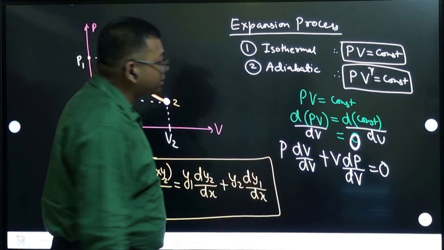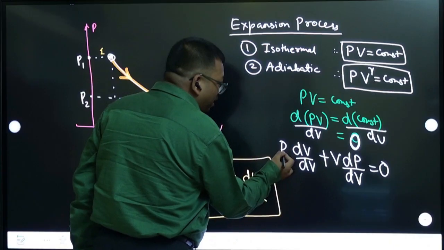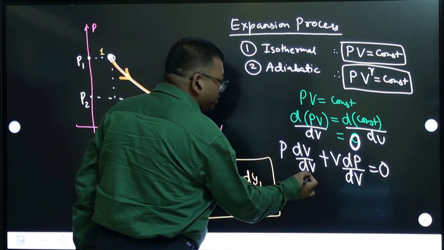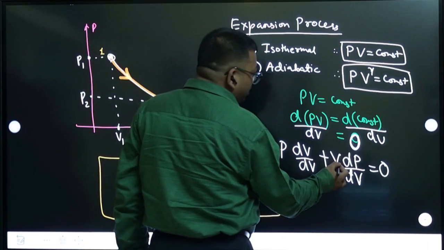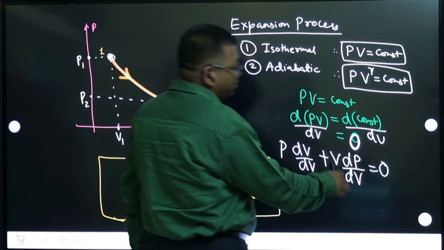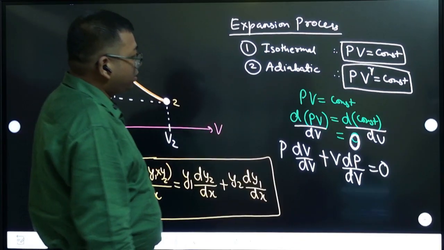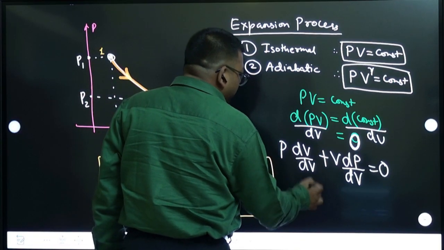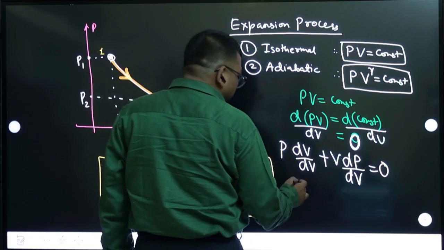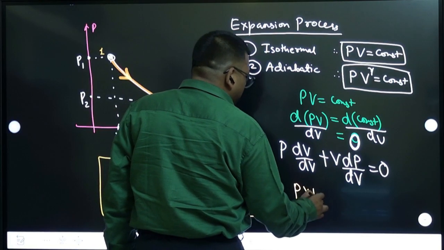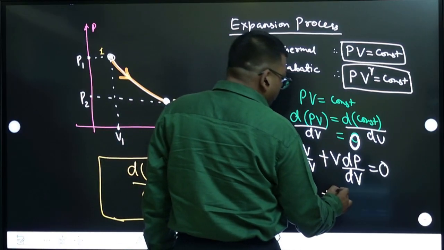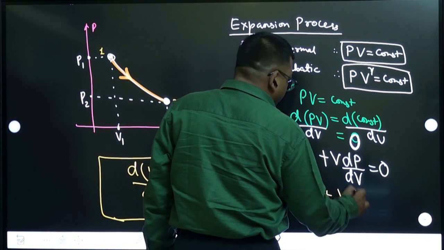So I have applied this property. P I have kept outside and I have differentiated V with V. Then I have taken V outside and I have differentiated pressure with volume. All of us know that dV by dV is 1, so they cancel out. So this is P into 1 plus V into dP by dV.